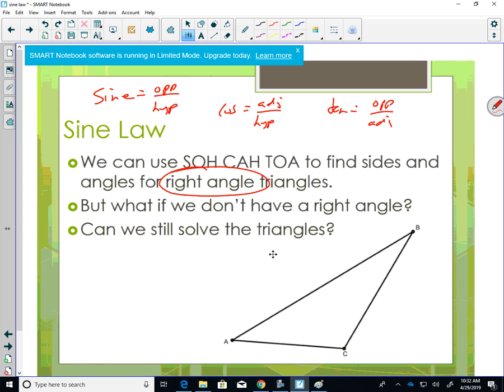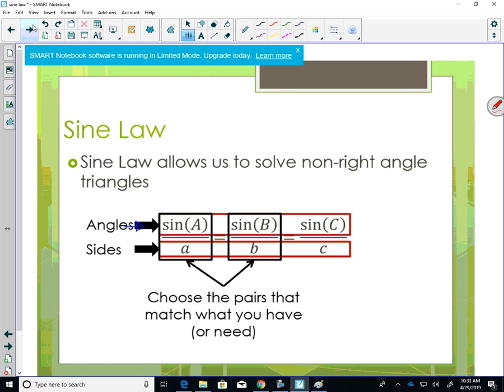Okay, so can you still solve the triangles if they're not right angles? And the answer is yes. You can use the sine law. And here it is. The sine law allows us to solve non-right angle triangles. And it looks like this. It's kind of weird.